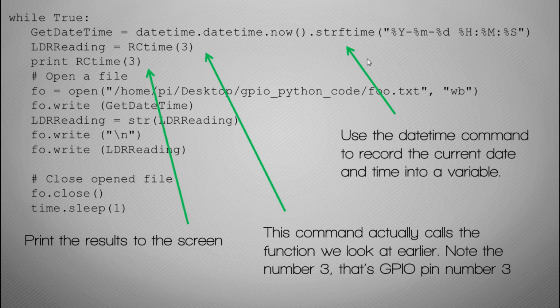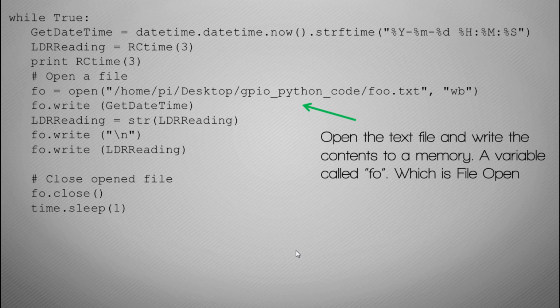So we have a line of code here that says fo or foo equals open, and then the path to our file, which is called foo.txt. What it basically means is file open equals, and then we open and read the contents of the file, and saves that to the variable.